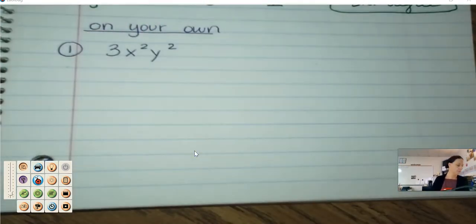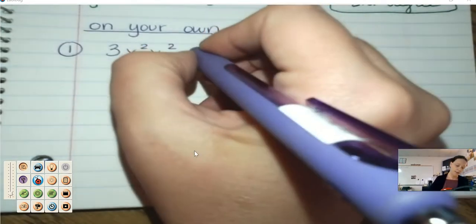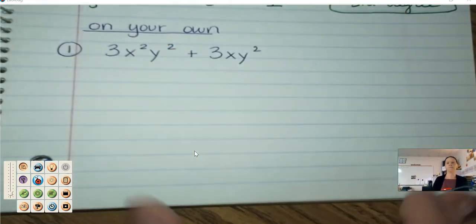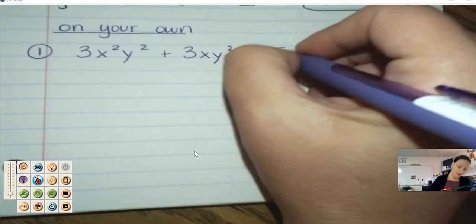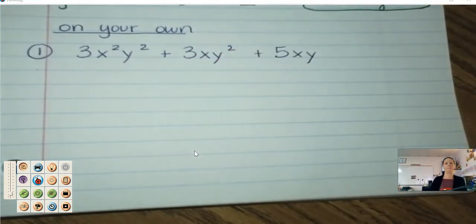Number 1, 3x squared y squared plus 3x y squared plus 5xy. Okay, go ahead and classify what's that called and tell me the degree.